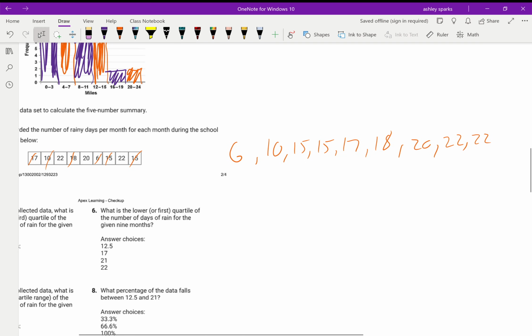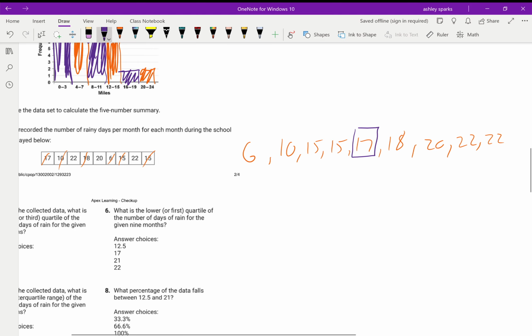What I want to do is figure out what is my median, what is my halfway point to start off with. So 1, 2, 3, 4, 5, 6, 7, 8, 9 pieces of data. 17's right in my middle here. Okay. So now I have my lower quartile, Q1 is what we'll call it, and my upper quartile.